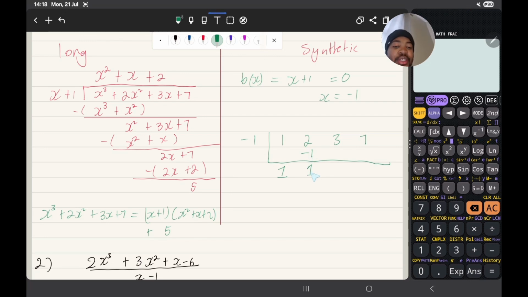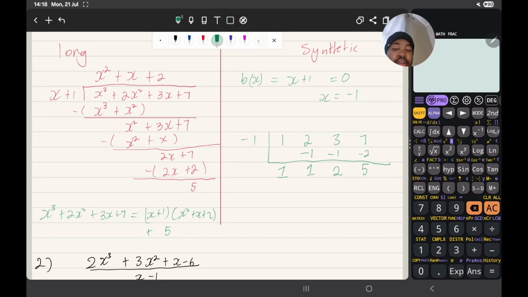So you take this 1, multiply it by -1, you get -1. You write it here. 3 plus -1, that is 2. And then you take 2, multiply it by -1, you get -2. You add these together, 7 minus 2, that is 5. And my friend, you're done.